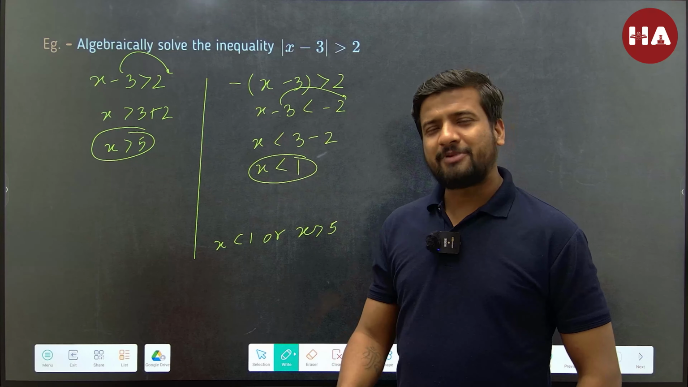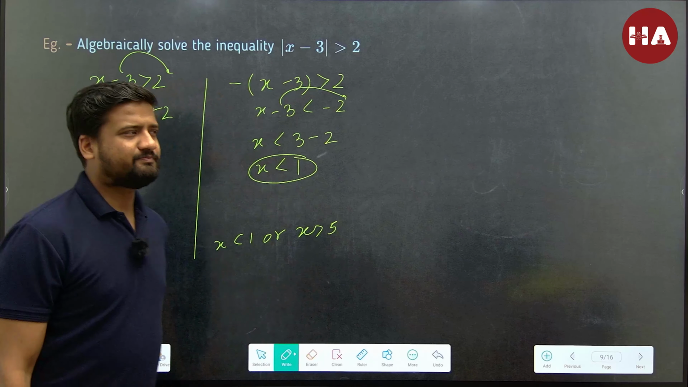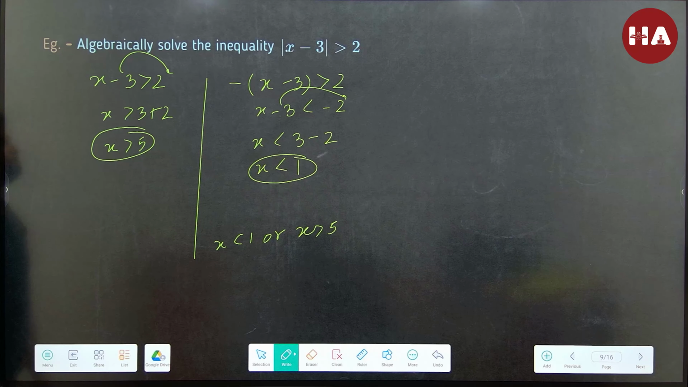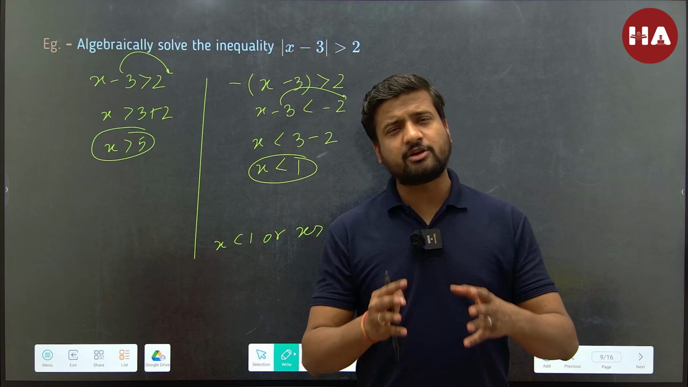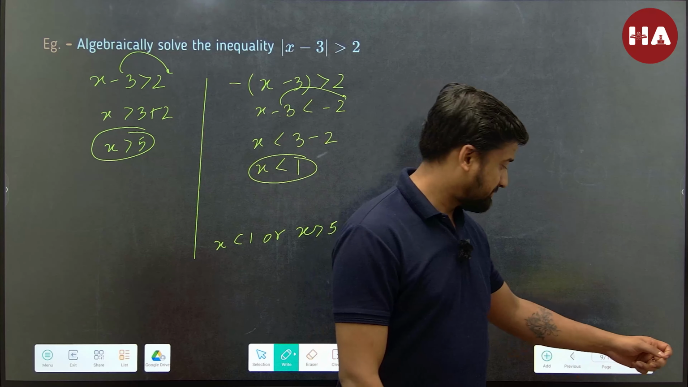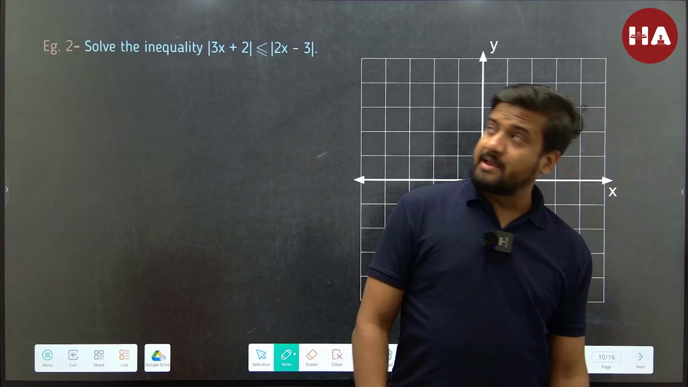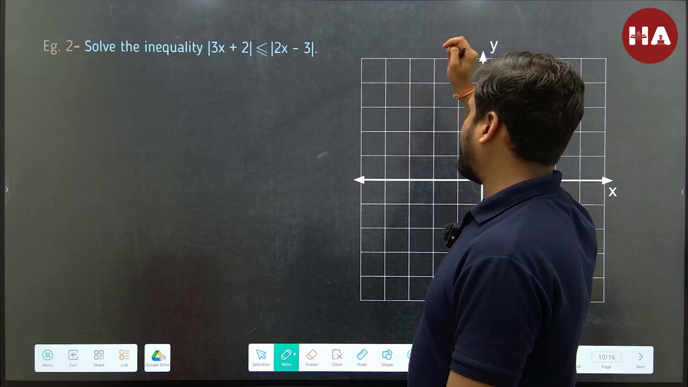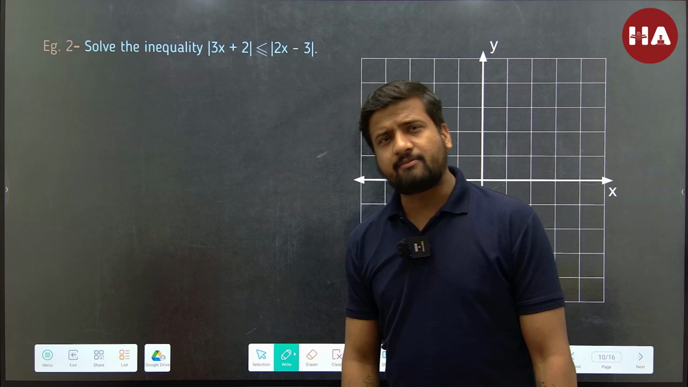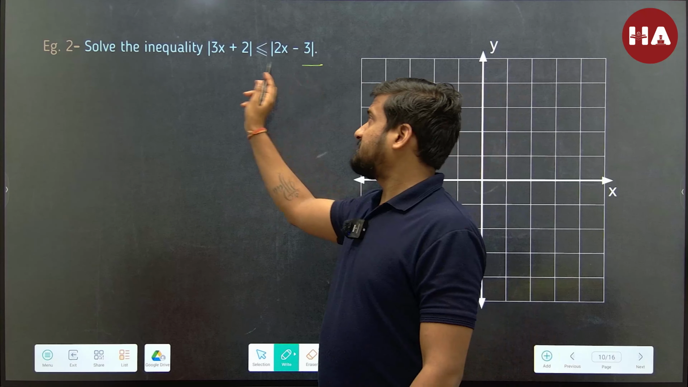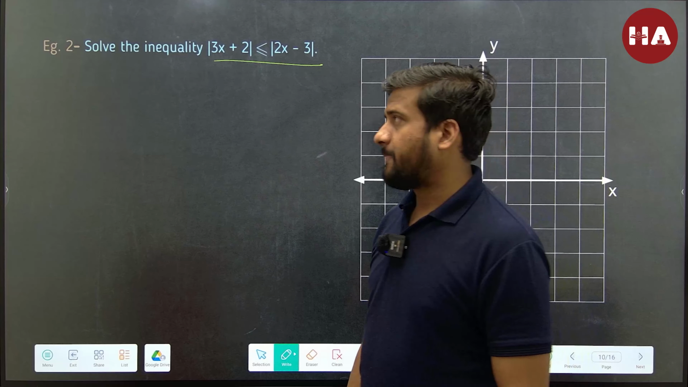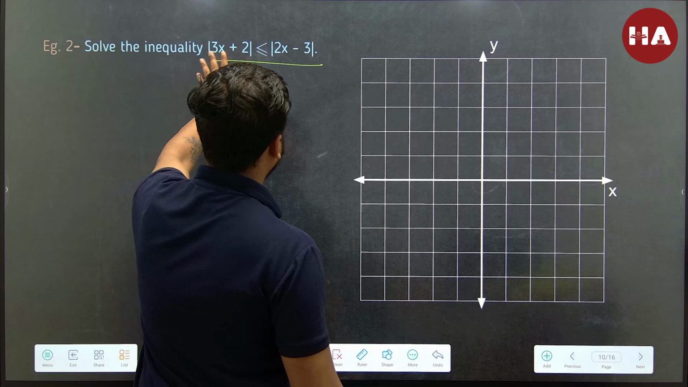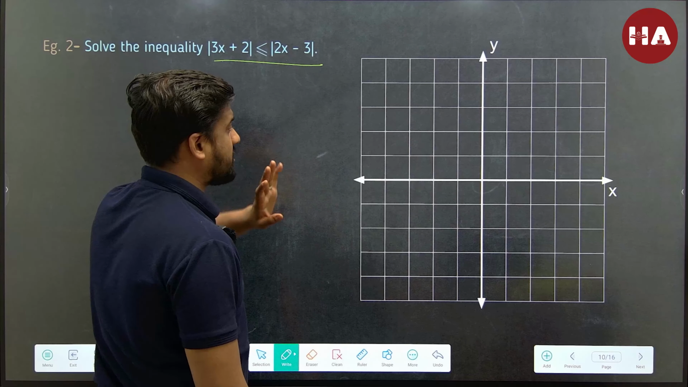All right, please note it down. All right, next, if you need more time, please pause the video and note down the solution. Next one, solve the inequality, and now we have a graphical method, and obviously since we have two modulus signs, we need a graphical way. Now again we'll be drawing the graphs like a normal way.